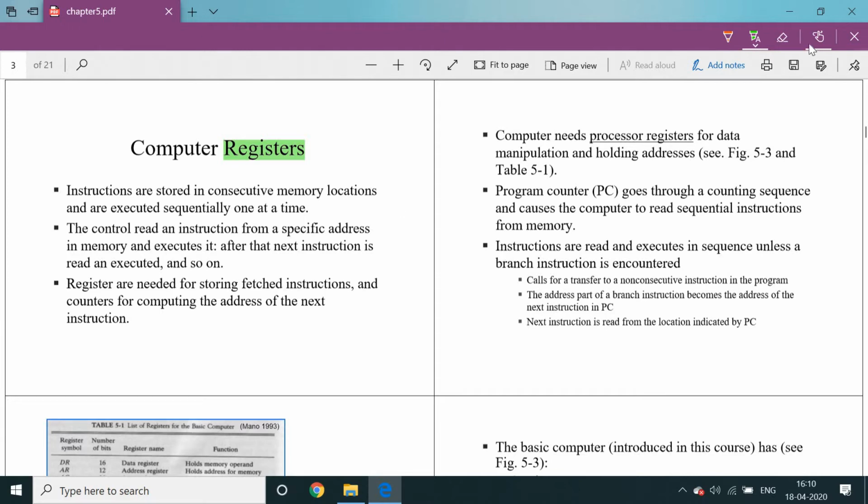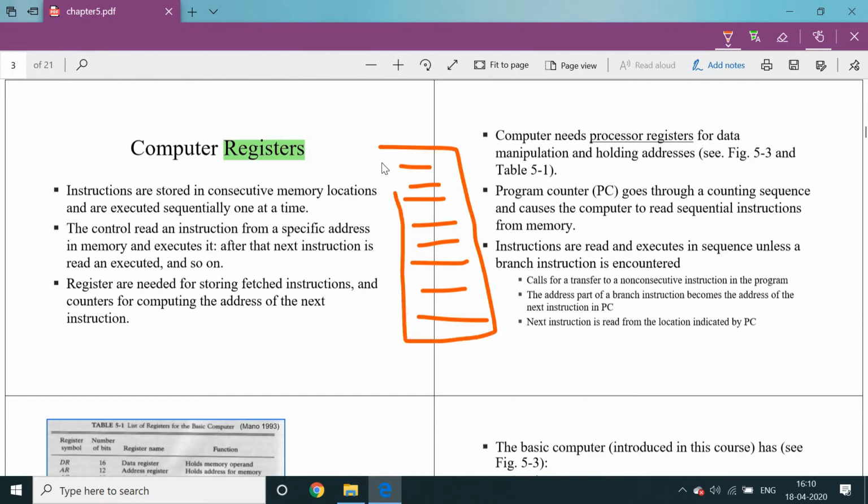For example, this is the program in the memory. First instruction, second instruction, third, fourth, fifth, sixth, seventh, like this. Every instruction is stored in a separate memory location.